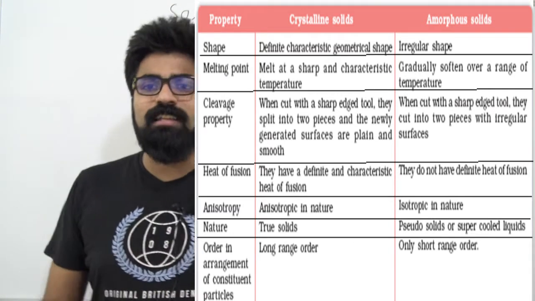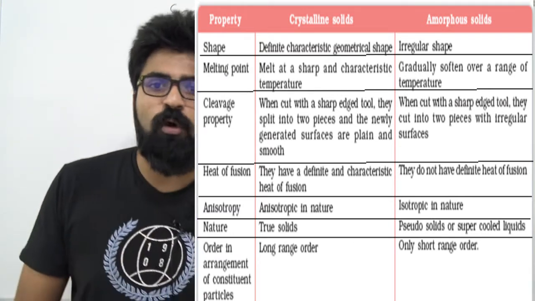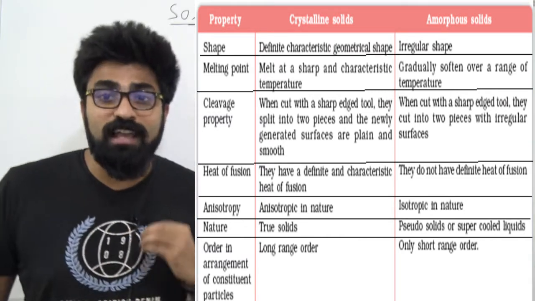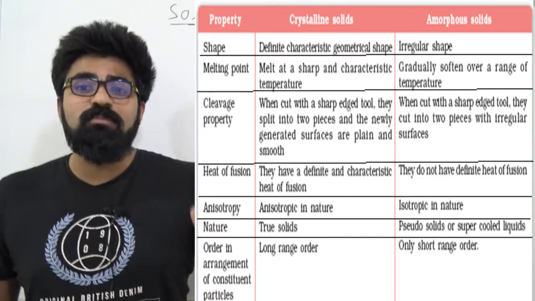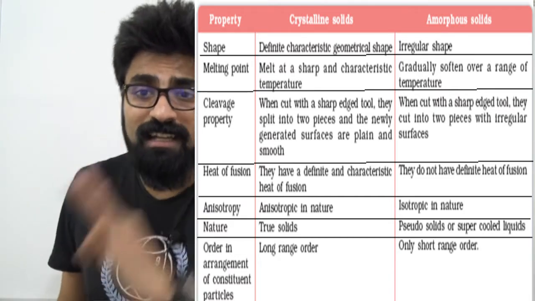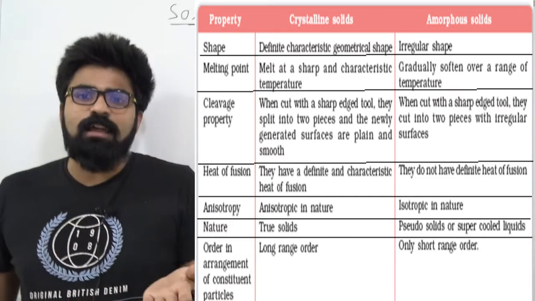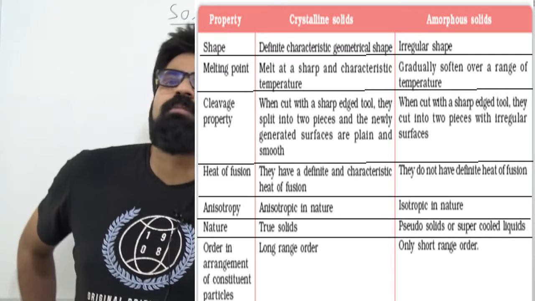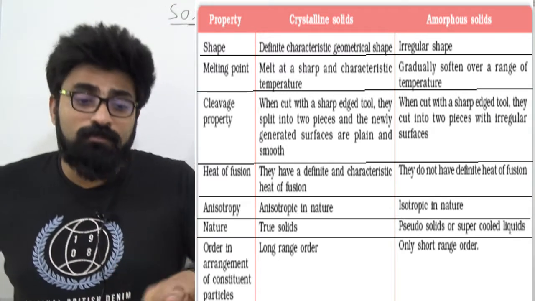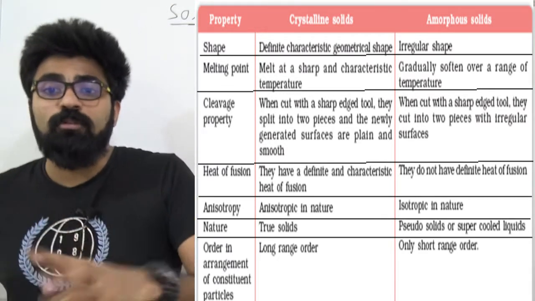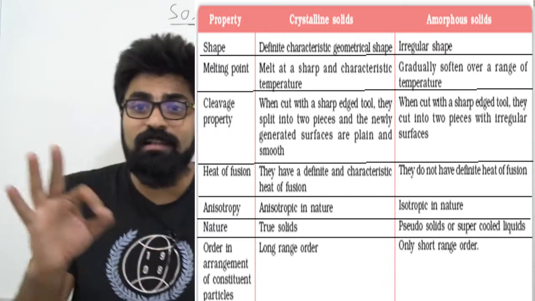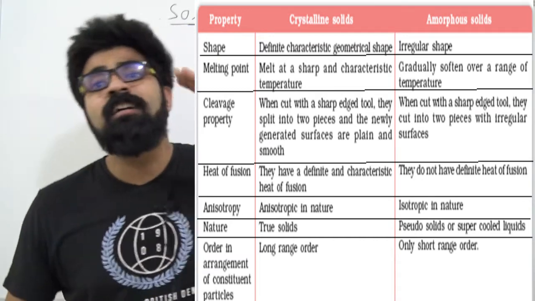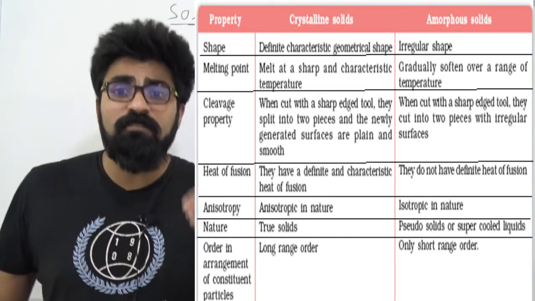Now the question arises, what is the meaning of sharp melting point? Suppose I'm giving you a crystalline solid and I'm saying it will melt at 120 degrees centigrade. When you reach that temperature, only at that temperature melting will start. It won't start before 120 or after 120. It will exactly start at 120. This is the meaning of sharp melting point, and this is a property of crystalline, right?